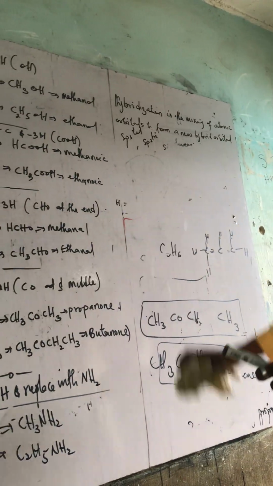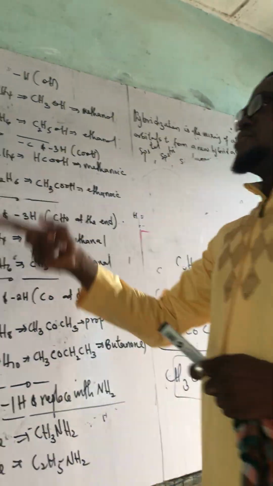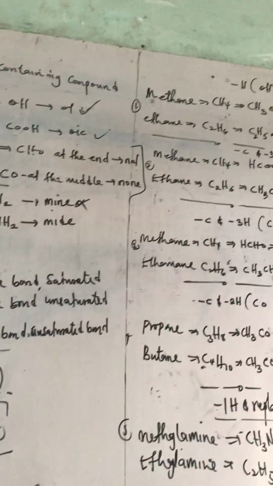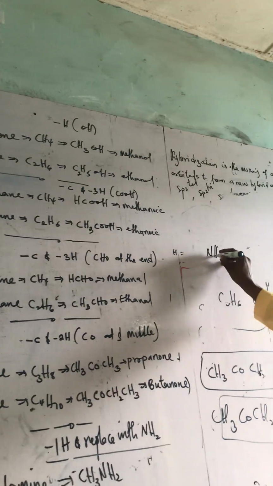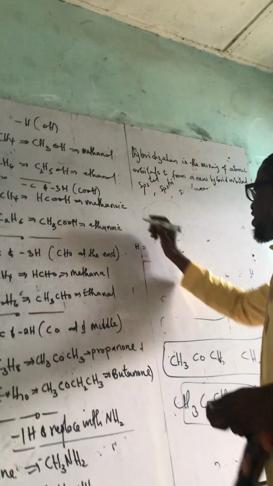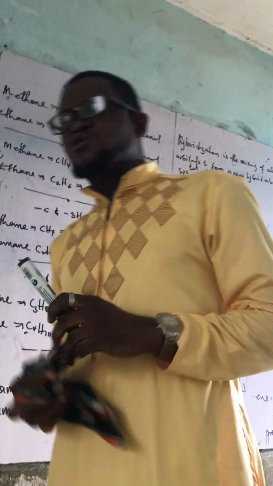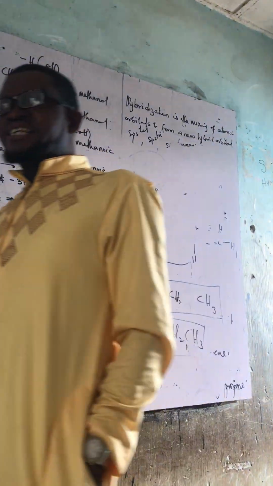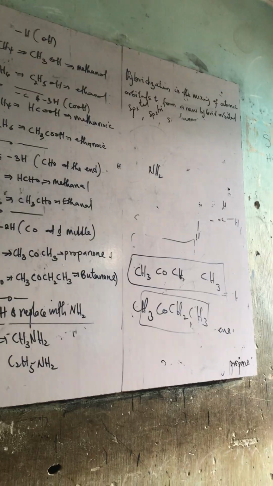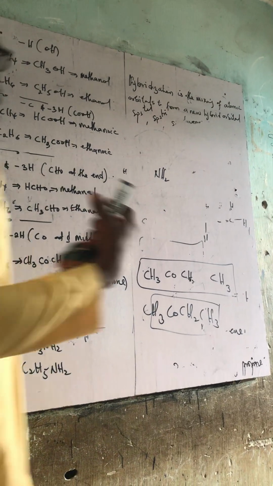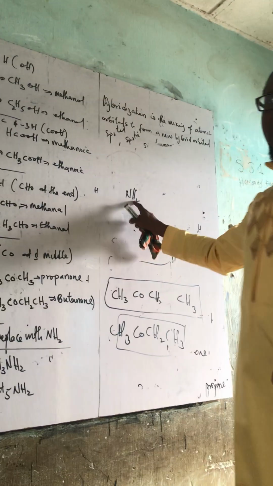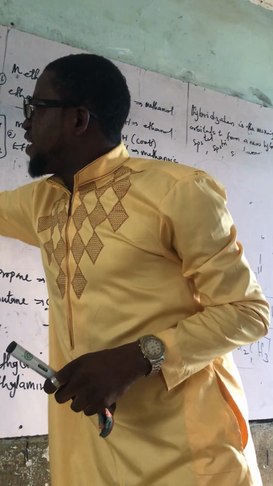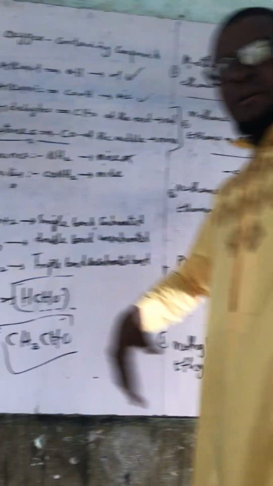So how do we form amine group? The functional group is NH2. That's the functional group, NH2. And how do we get this NH2? By the removal of just 1 hydrogen atom from ammonia. Since ammonia is NH3, when we take away just 1 hydrogen atom, we have amine.